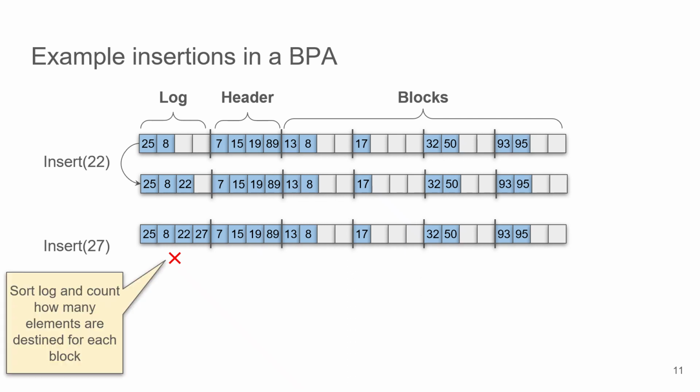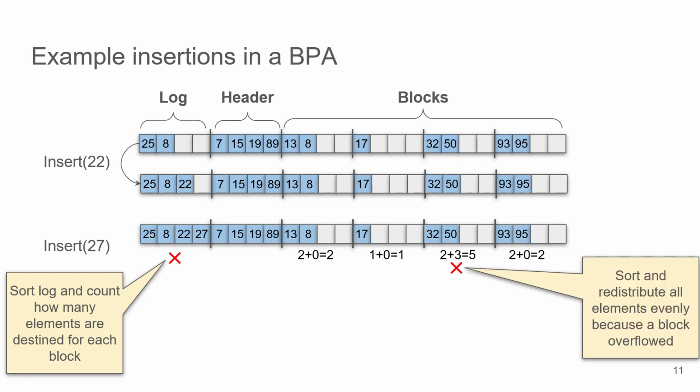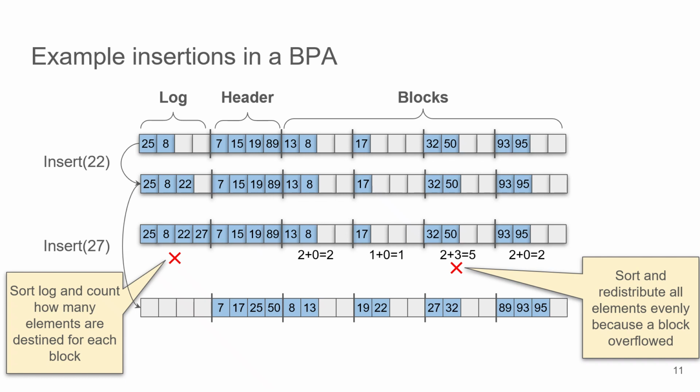When we flush the log, we're going to start by sorting it and counting how many elements are destined for each block. So in this case, the 8 will end up in the first block. However, it's already there, so it won't add anything. And then the remaining elements will end up in the third block. However, this will overflow that block. Because that block gets overflowed, we need to sort and redistribute all of the elements evenly amongst all of the blocks. And so we can perform that. Now we see that all of our blocks are as even as possible, and all of our blocks are sorted.